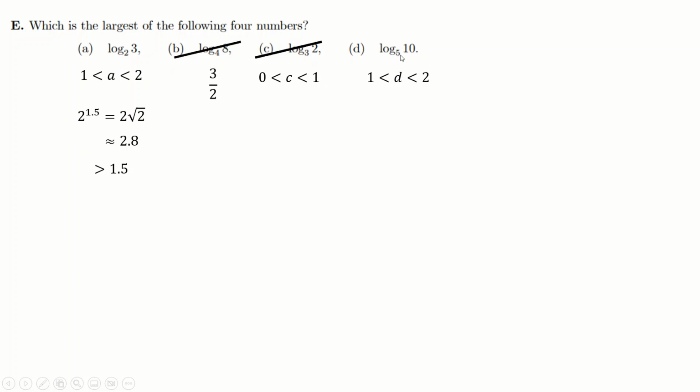And likewise over here, do exactly the same thing. Just say 5 to the 1.5 is 5 root 5. Root 5 is a bit bigger than 2, which means this is a bit bigger than 10. Which means I need to use something slightly less than 1.5 to get myself to 10. So this is slightly less than 1.5, which means this is the correct answer for the largest of the four.